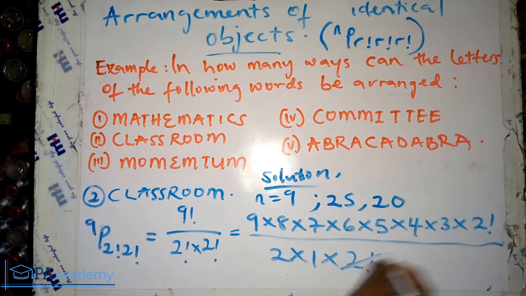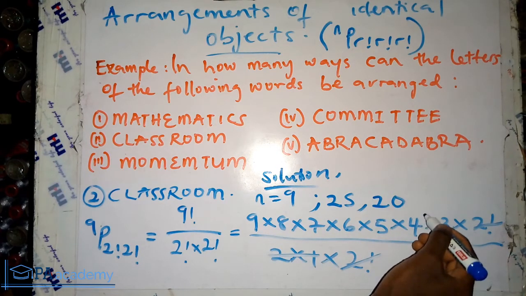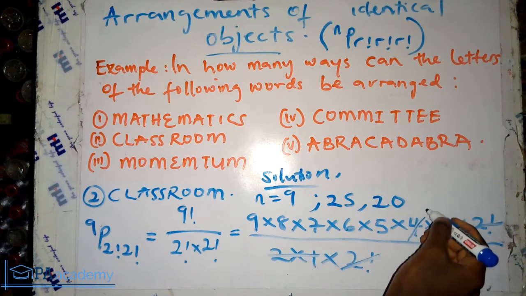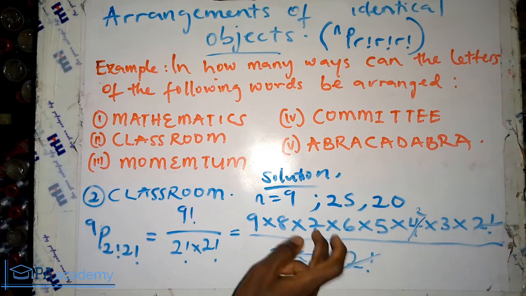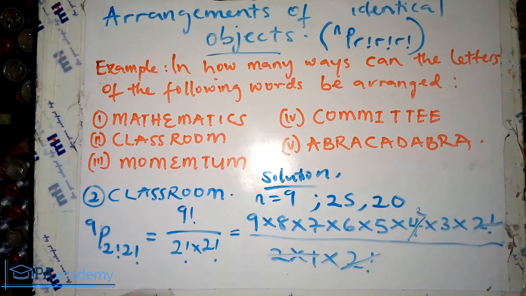So let's break this down. 2 factorial can cancel 2 factorial. So we have 2 times 1, that's 2. We can also cancel this, and then 2 can divide 4, so we'll be left with 2. Now we multiply 9 times 8 times 7 times 6 times 5 times 2 times 3. Pressing that on the calculator, we arrive at 90,720 ways, and that is the answer to question number 2.